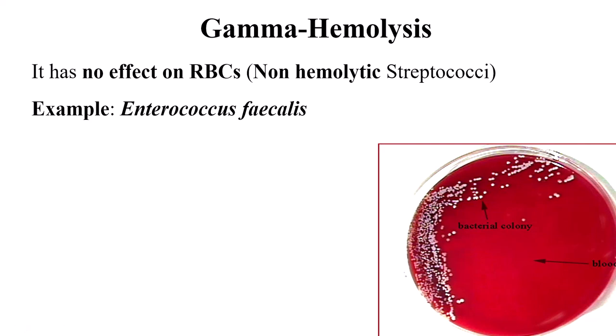Gamma hemolysis, the third classification of hemolysis. In this type, there is no effect on the red blood cells; the bacteria just grow their colony on blood agar. They are non-hemolytic streptococci. An example is Enterococcus faecalis, which is also a species of the streptococcus genus, and its colony appears like this. We just have a colony without a clear zone or green zone around it.